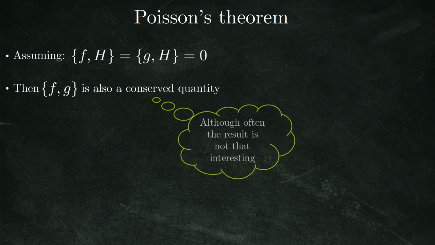However, note that often the final result is not that interesting. It's either 0 or a combination of f and g, although that's not always the case. For things like angular momentum, you do get a new conserved quantity.